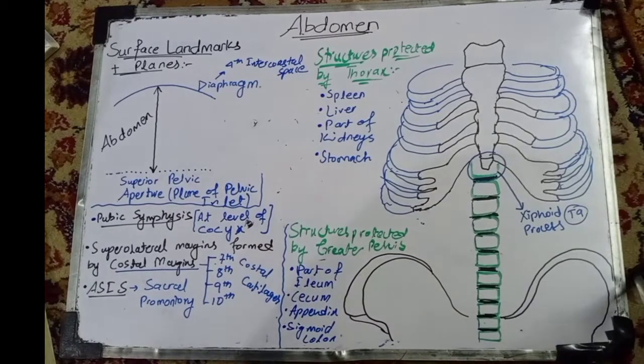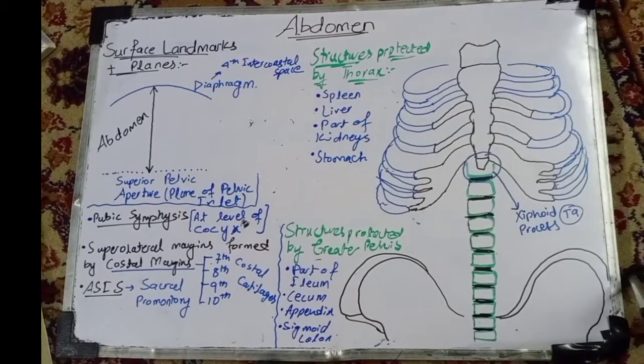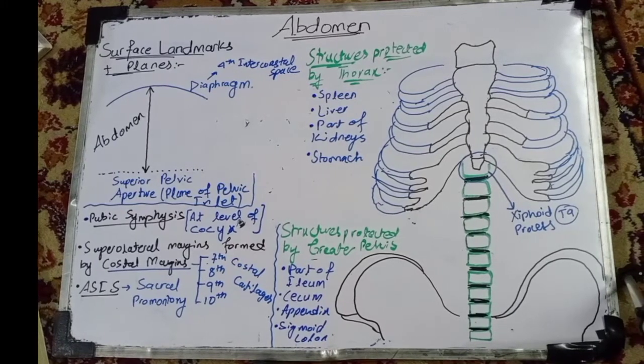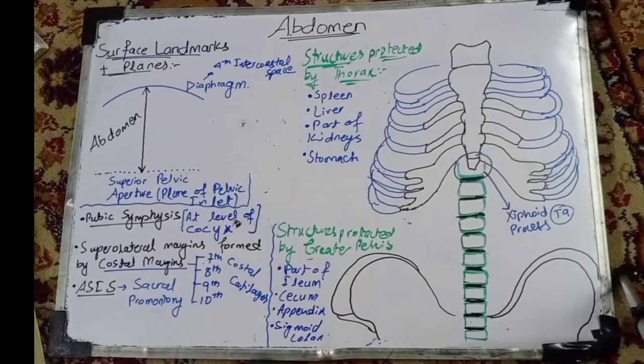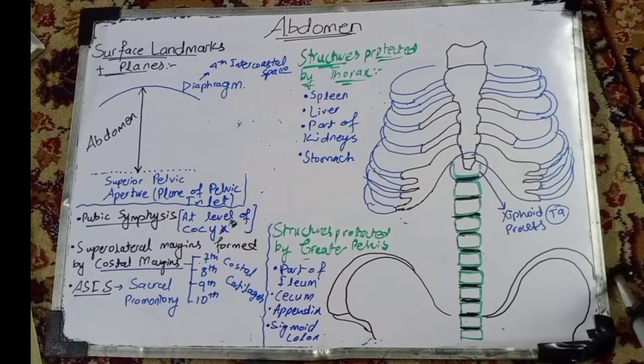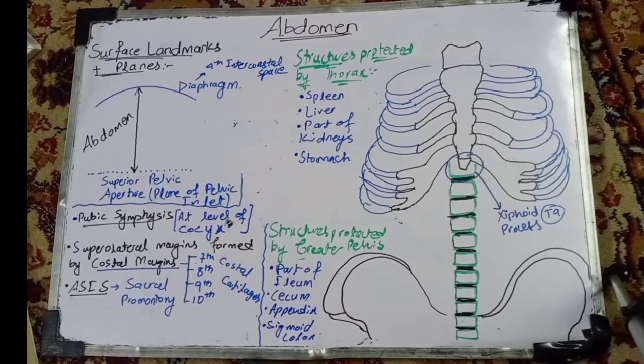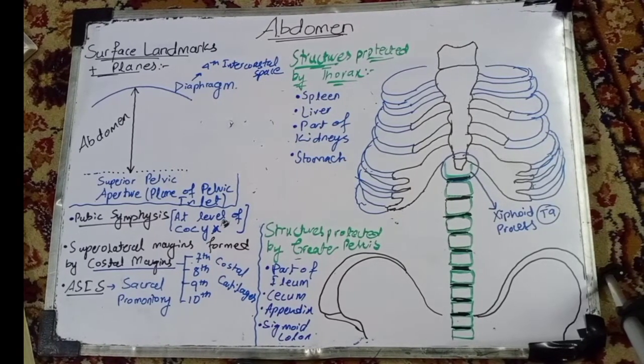So today we are going to talk about the abdomen. The abdomen is a part that is between the thorax and the pelvis, and it is quite a flexible, dynamic container as it holds most of the important organs, especially the abdominal viscera of the body.